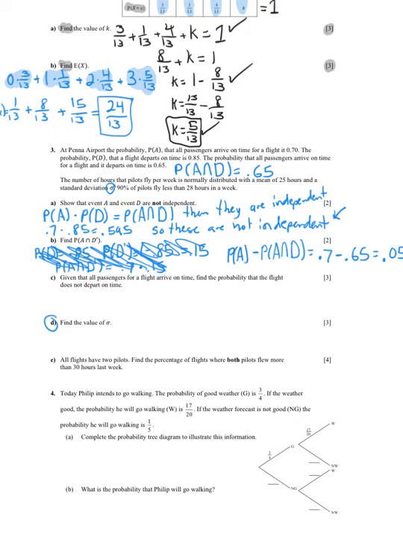If they were independent events, then we would multiply the 0.7 times the 0.15. All right, so I apologize for screwing that one up a little bit there.